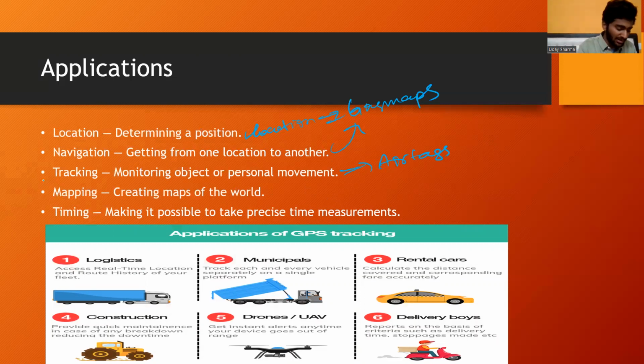Mapping. Mapping can be related to GPS navigation and location systems. Timing. It makes it possible to take precise time measurements based on the GPS. We can also see applications of GPS tracking like logistics, municipalities, rental cars, deliveries, drones, construction, etc. They can be maintained quickly with the help of GPS applications.